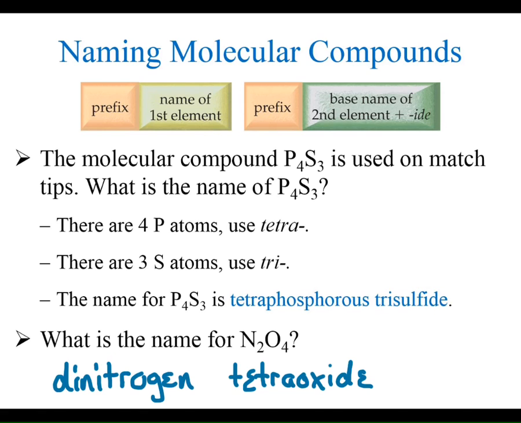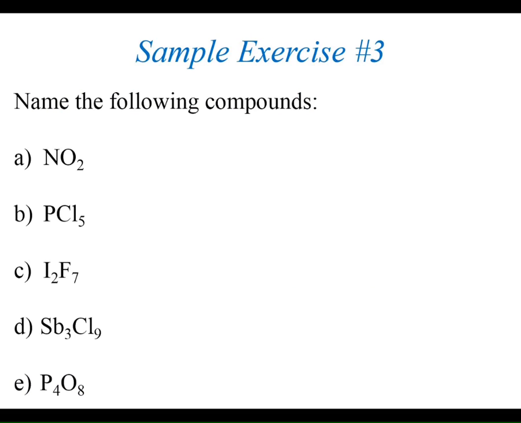Okay. Let's try a couple here. NO2. What would NO2 be? Now, I have 1 nitrogen, but I don't use mono on the first one. So I don't say mono nitrogen. I just say nitrogen. And then 2 oxygens, right. Nitrogen dioxide.